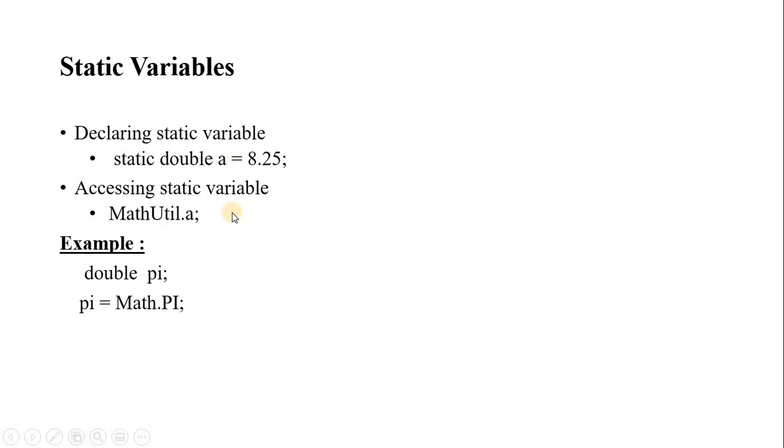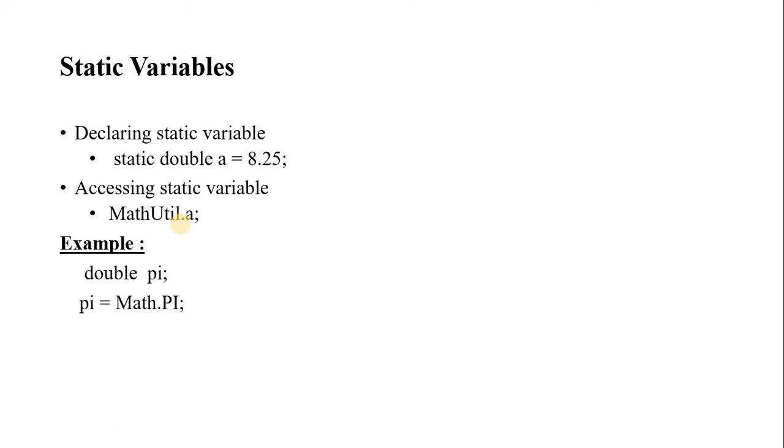So this is an example for calling a static variable. We have static double a equal to some value, 8.25, here. How are you going to call it? For example, if the variable is declared in a class, math_util, we say math_util.a. So this is the value that we are calling.